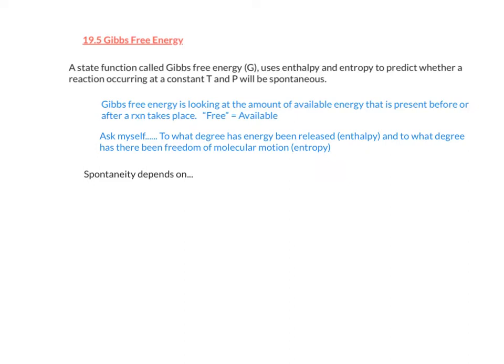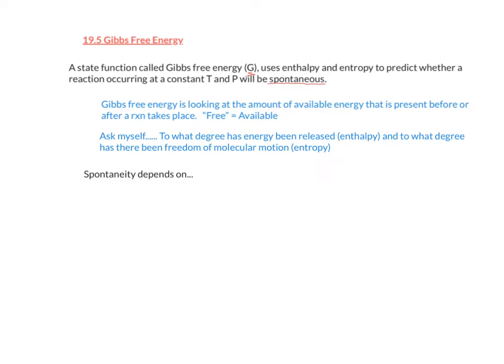So Gibbs free energy is a state function that we use the letter G for, and it uses enthalpy and entropy to predict whether a reaction occurring at constant temperature and pressure will be spontaneous. So Gibbs free energy ultimately is what we use to figure out if a reaction is spontaneous in one direction or another. So Gibbs free energy, we use it to figure out the spontaneity of a reaction.